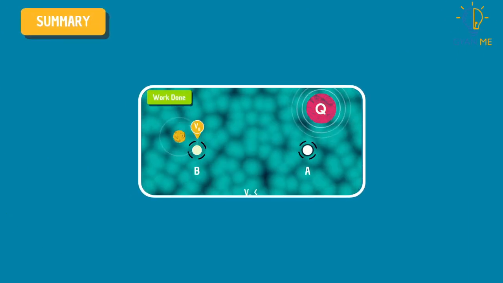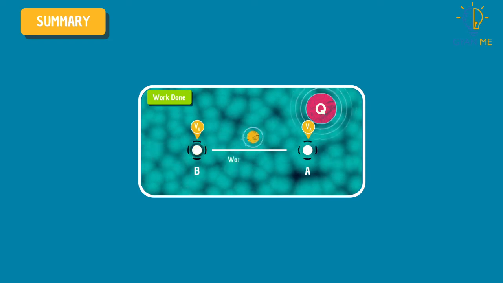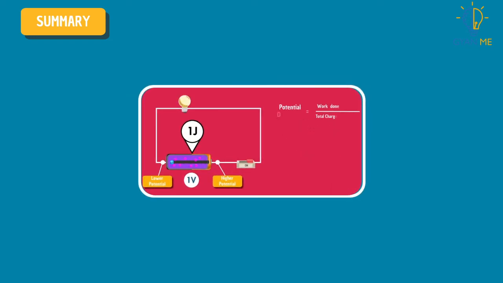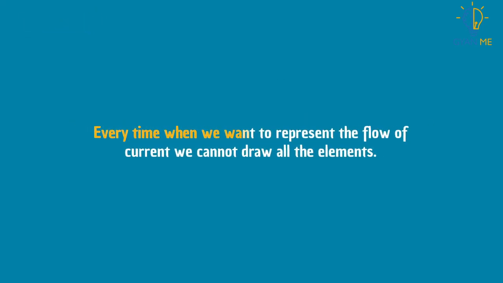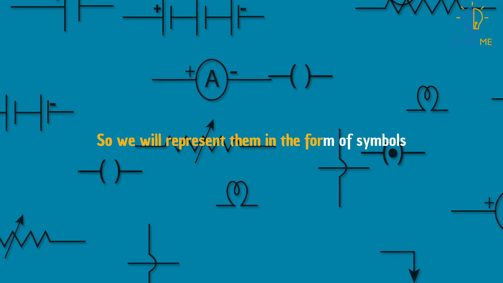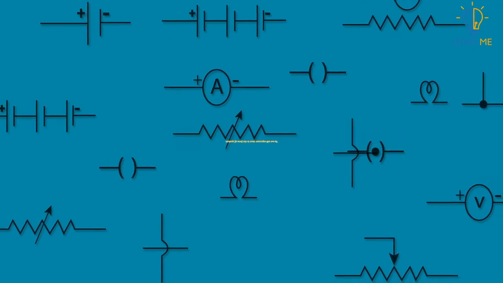So students, we have learned the potential difference or voltage in terms of work done and how to measure voltage in a circuit. Now students, every time when we want to represent the flow of current, we cannot draw all the elements. So we will represent them in the form of symbols. How to do this we will see in our next video.